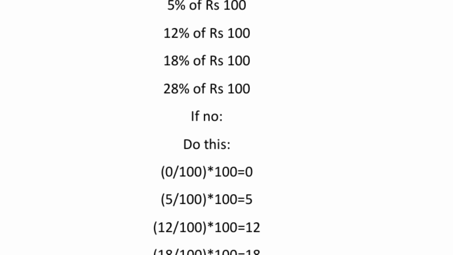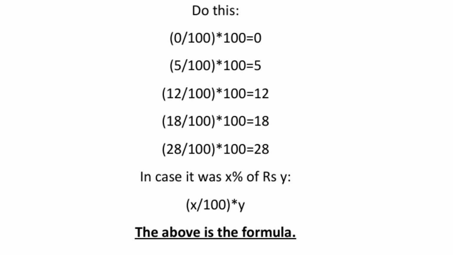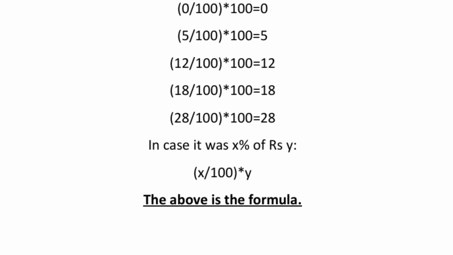Just do this fraction. 0 by 100 into 100, which is equal to 0. 5 by 100 into 100, which is equal to 5. 12 by 100 into 100 is equal to 12. 18 by 100 into 100 is equal to 18. 28 by 100 into 100 is equal to 28.